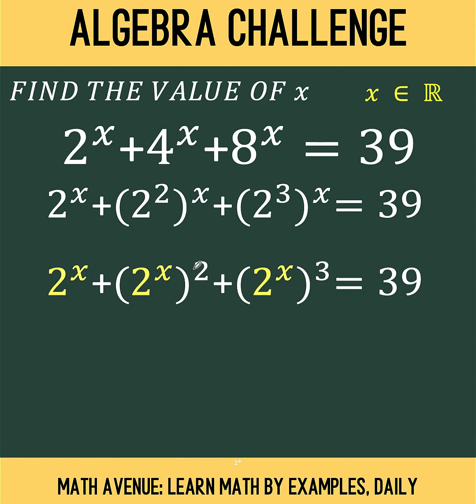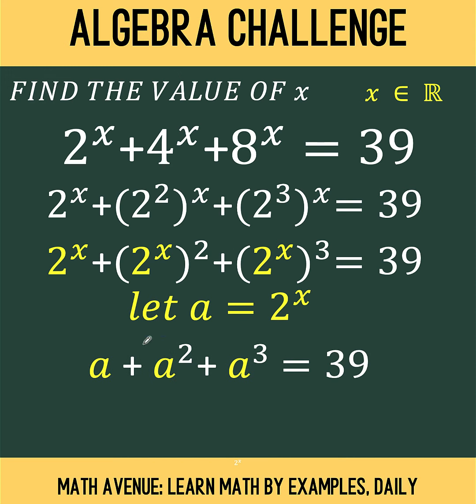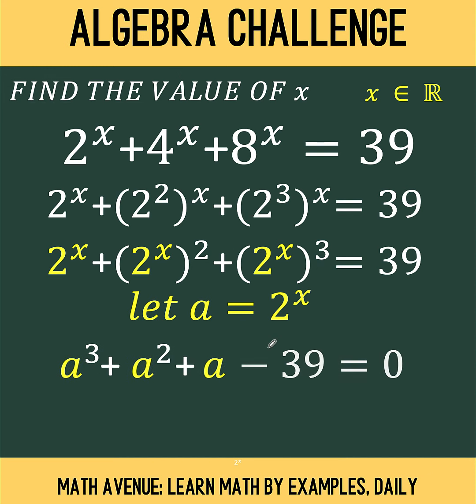And this is now the form that we want because the bases are the same, and so we can use variable substitution. We let a be equal to 2 raised to x, and therefore, we now have here a very neat cubic equation. So this 2 raised to x is a, this 2 raised to x is a, and we copy the exponent 2. The same thing here, 2 raised to x is a, and we copy the exponent 3. Then let's rewrite this in the standard cubic polynomial equation.